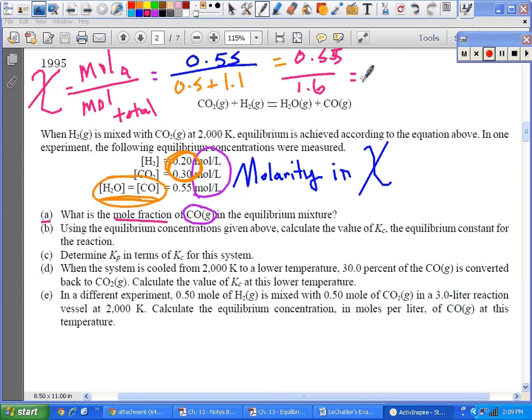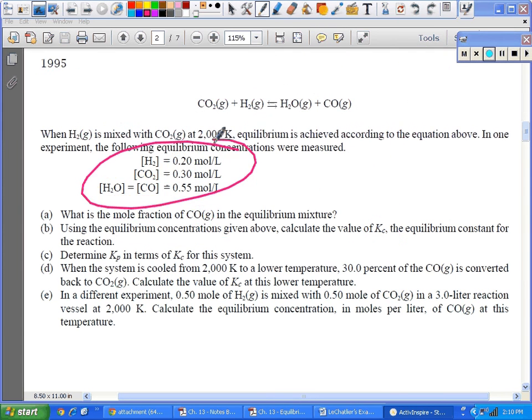Now, part B, using the equilibrium concentrations, calculate Kc. This is what I want you to do. I want you to write the K expression and plug these values in to your K expression. I know you don't have a calculator, but if you have one, you could give me the answer. So write the K expression, and then plug the values in where they should appropriately be. So go ahead and do that.